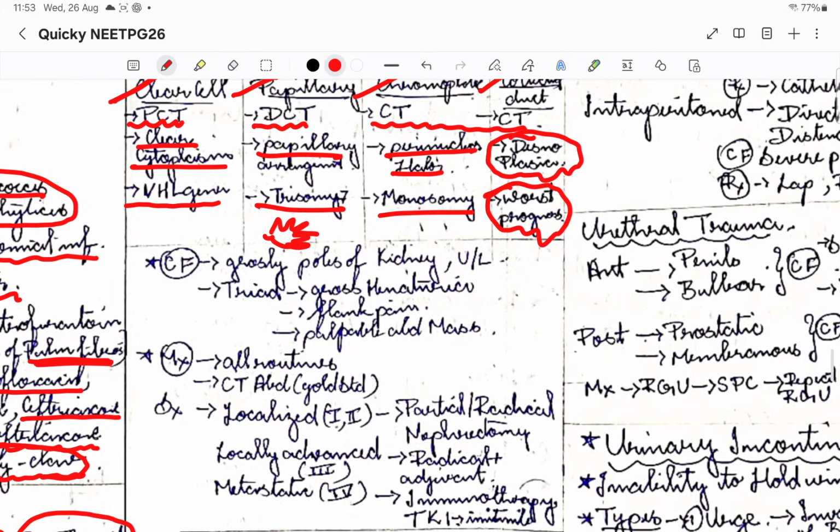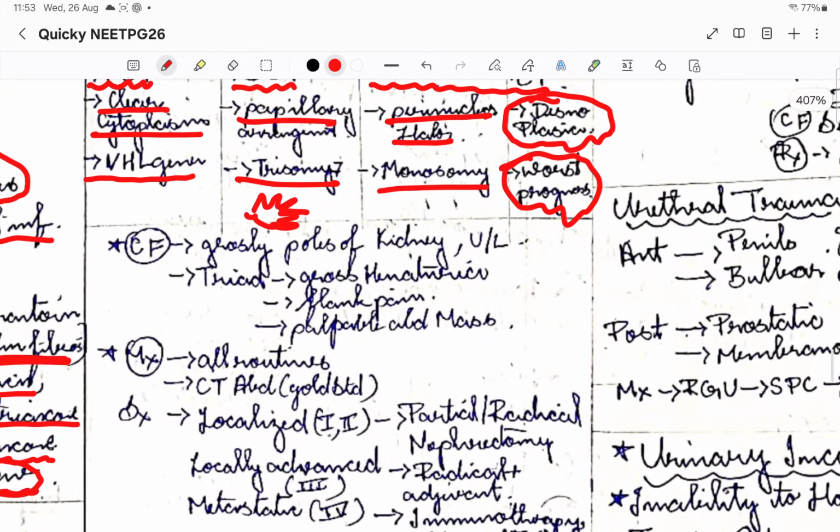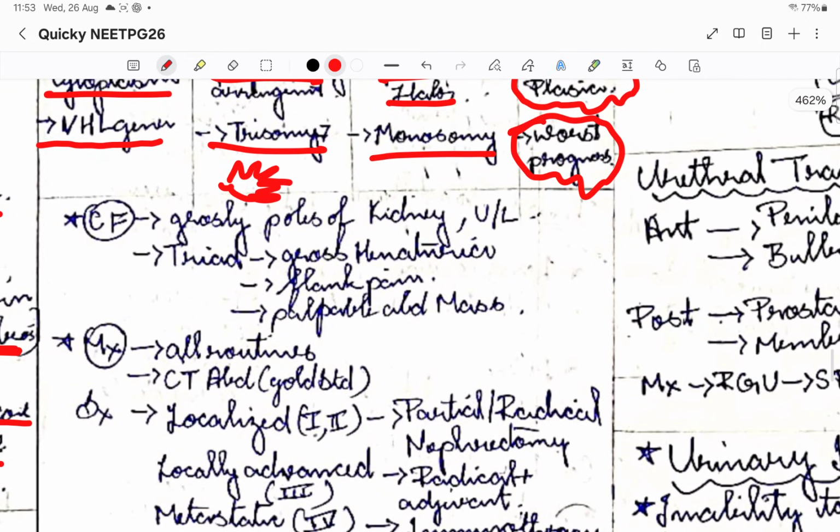Coming to the clinical features of renal cell carcinoma, basically this is a triad. Okay, the triad is very, very important. So the patient presents to you with gross hematuria, flank pain, and a palpable abdominal mass. See, based on hematuria and flank pain, we will be thinking either it is glomerulonephritis or probably a renal stone that might have happened. So that is when we will do some CT.